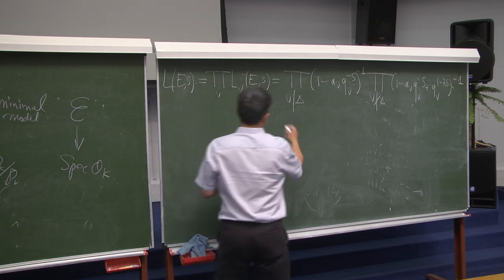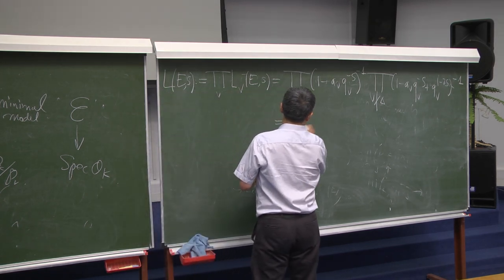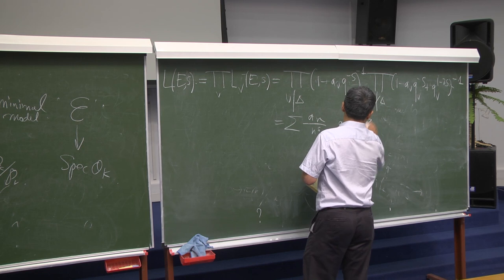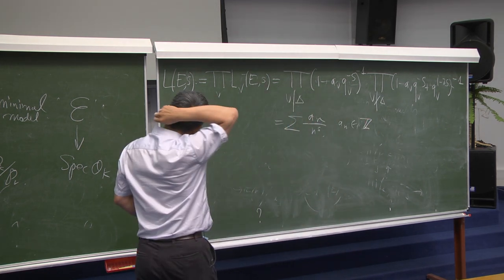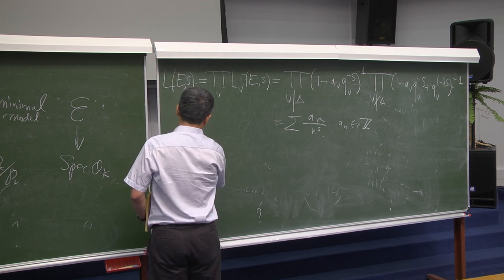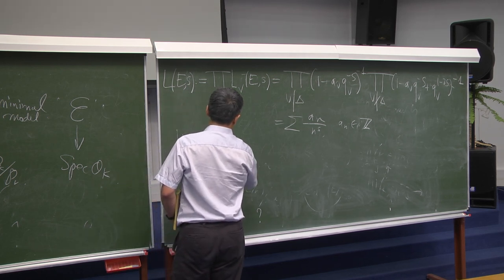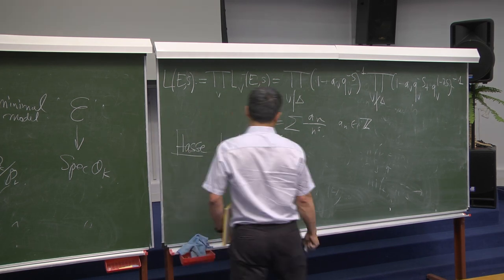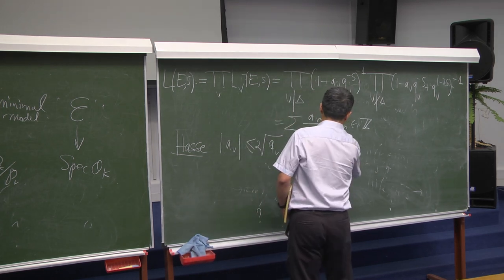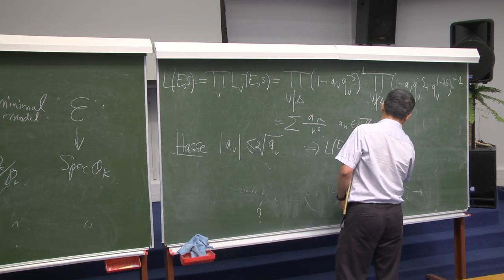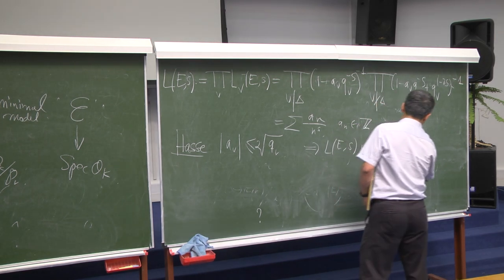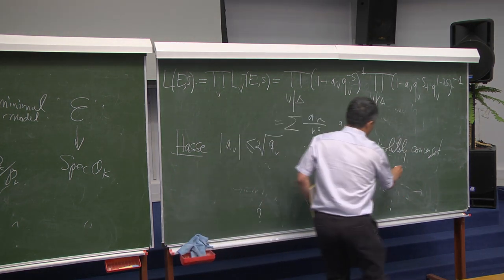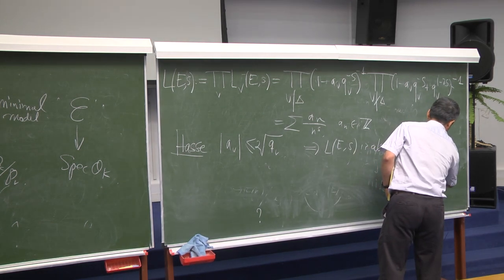Once you write this thing, formally it is a_n n to the power s, with a_n an integer. But in fact, we have this beautiful estimate by Hasse that a_v is less than twice the square root of q_v. So this implies that L(E,s) is absolutely convergent for the real part of s bigger than 3.5.